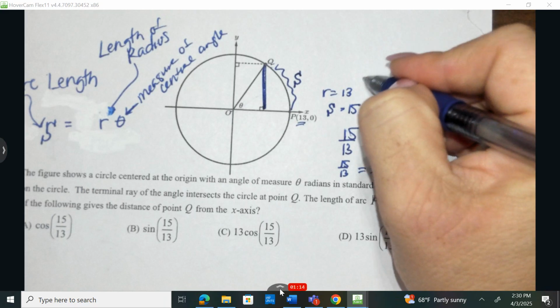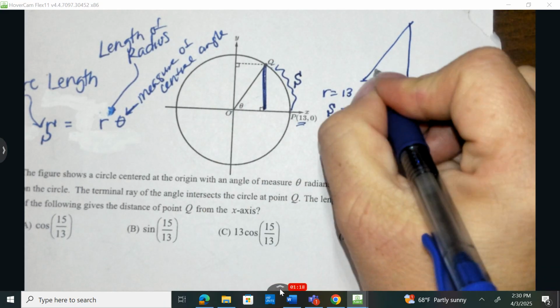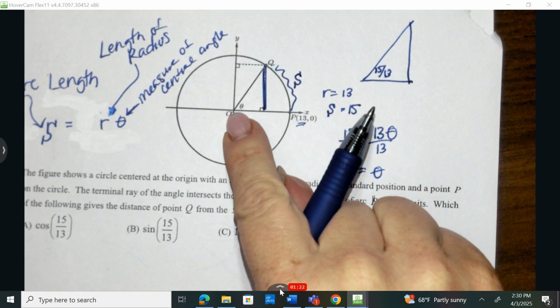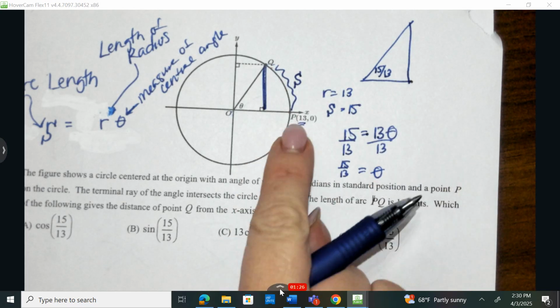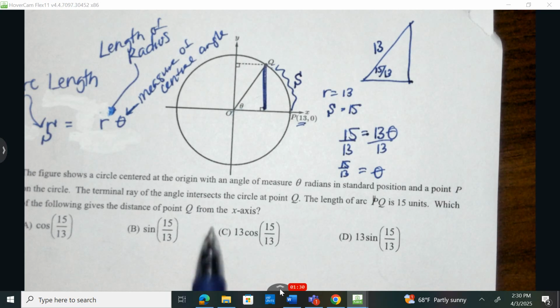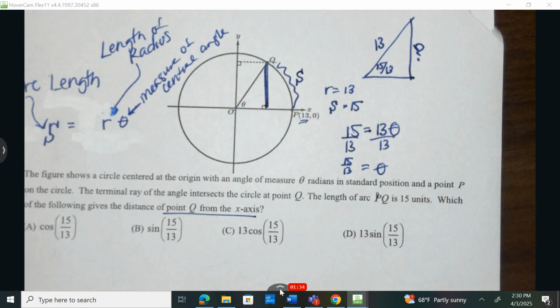So let's draw this triangle off to the side. I now know that the central angle is 15 over 13. I also know that from the center out to Q represents the radius of the circle, and the radius of the circle is 13. So I know this is 13, but what am I trying to find here? I'm trying to find this distance. I'm going to put a little question mark here.